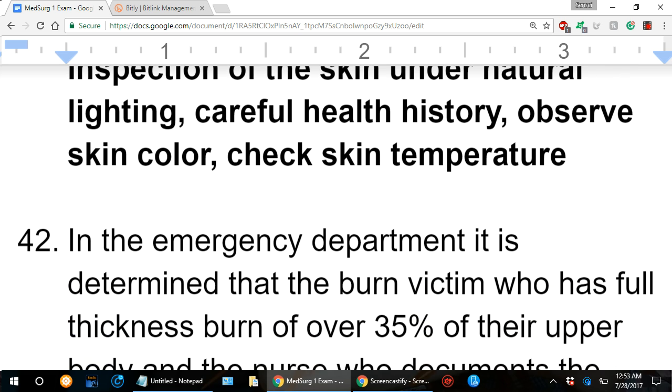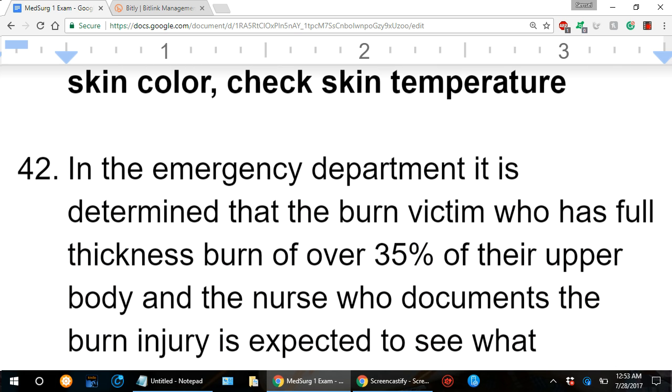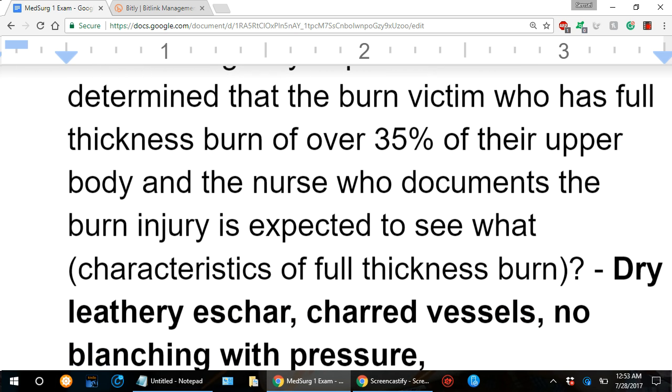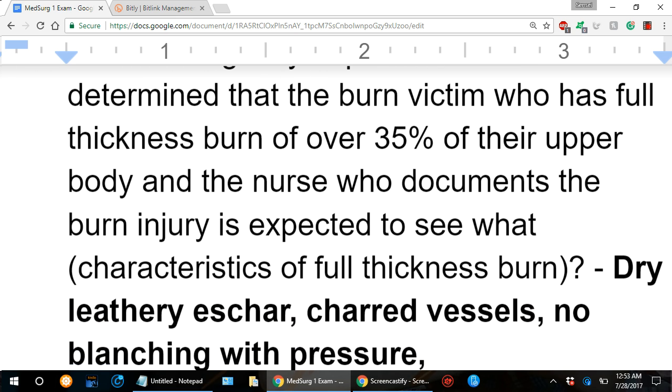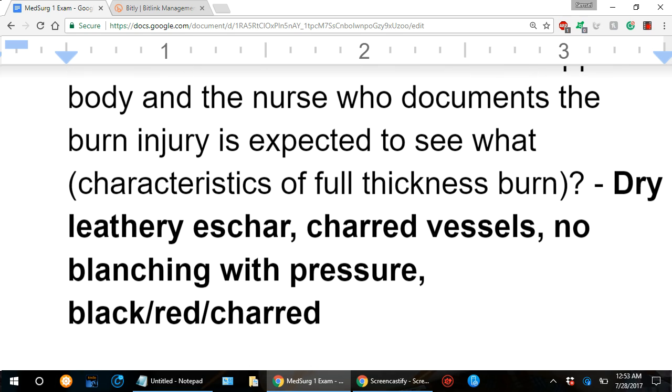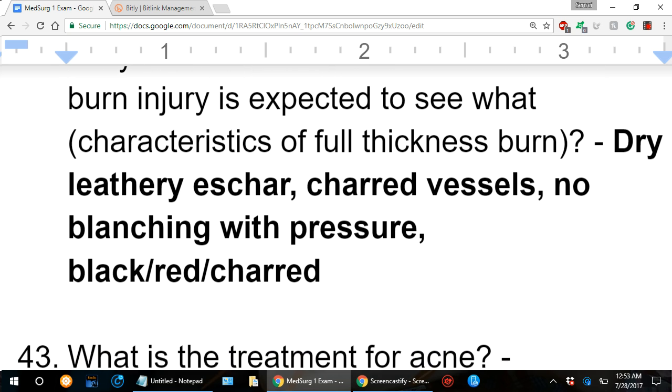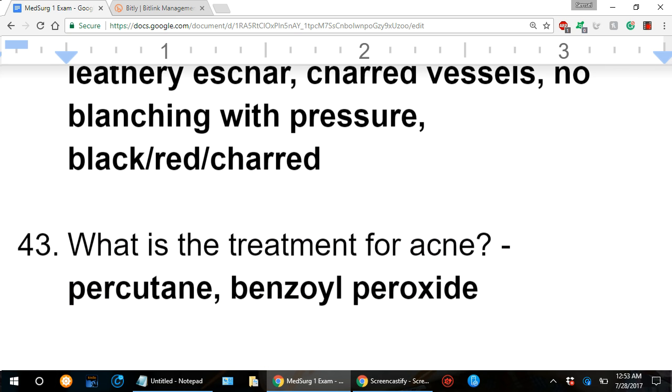In the emergency department, it is determined that the burn victim has a full thickness burn over 35% of the upper body. The nurse who documents the burn injury is expected to see what? Dry leathery scar, charred vessels, no blanching with pressure, and black or red charred appearance.